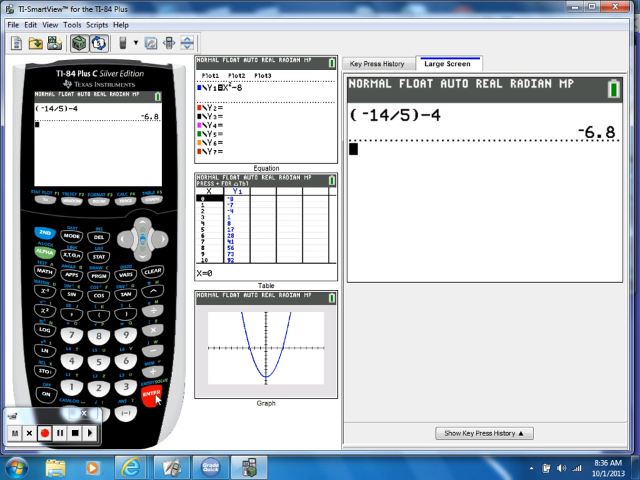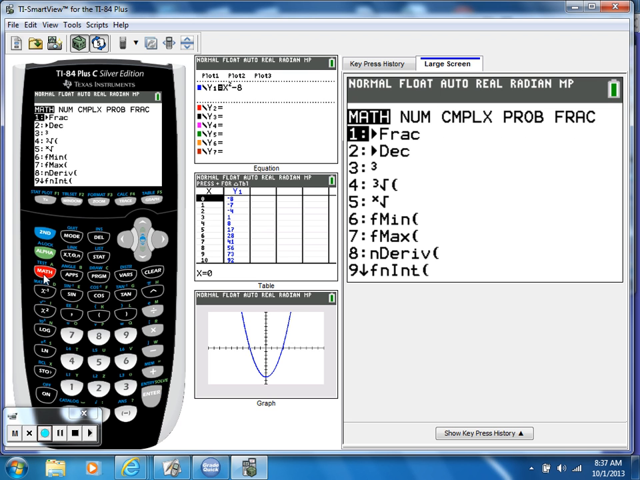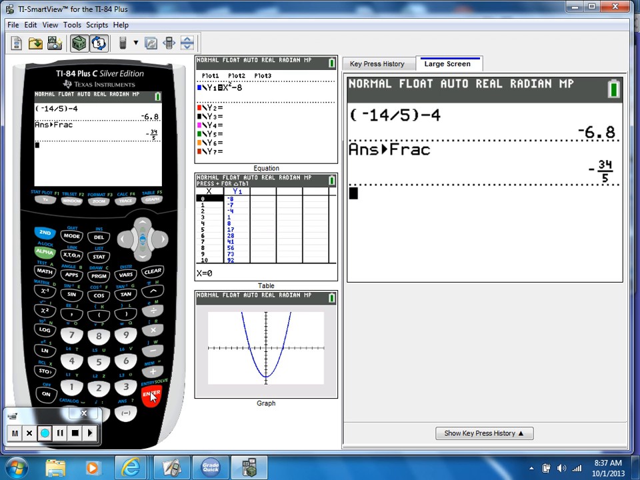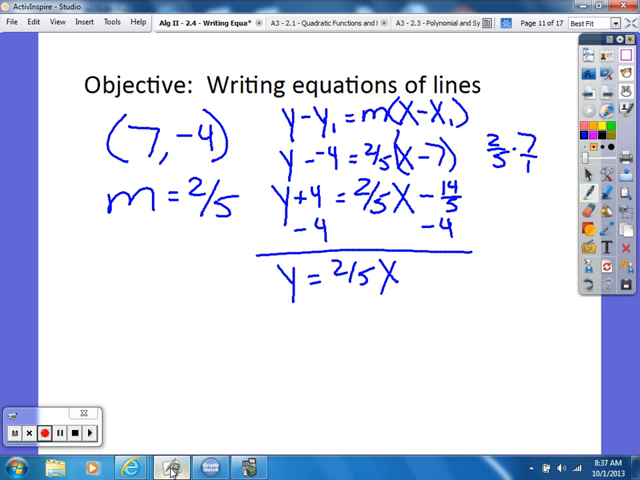But I don't want a decimal. What do I want? Fraction. So remember we talked about that math key, that's that third key down. We click on it, and then we hit enter twice. And it changes the last thing, whatever it was, to a fraction. Negative 34 over 5. Everybody see how I did that? Now, that was the only one on your homework that had those fractions, right? It was the only one.